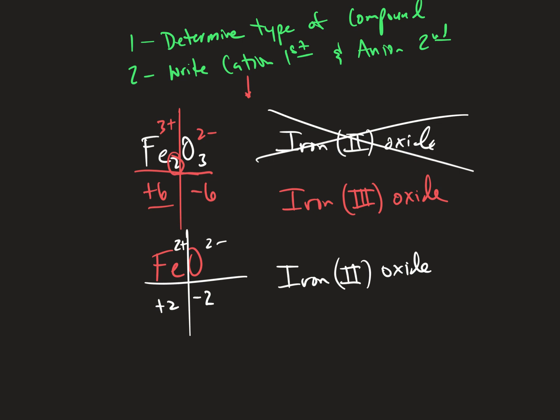So if we try crossing these numbers up, that's a 1 and that's a 1. Is this iron 1 oxide? No, because 2 is the charge of oxygen, not 1. That's why we have to multiply everything by 2 if we do it that way, right? So I don't care if you do it that way, guys.